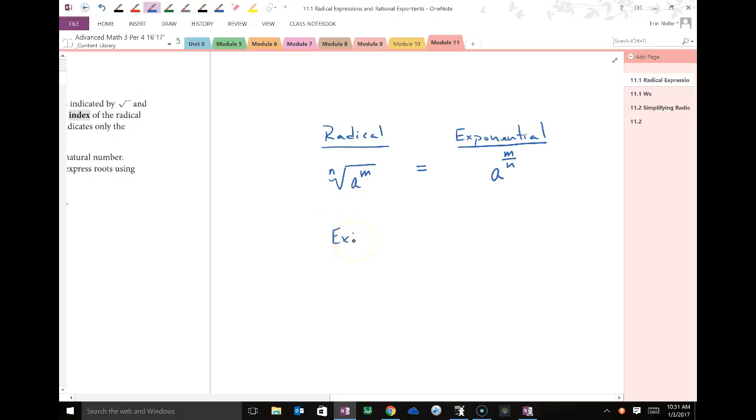So, for example, if we have the square root of 3, which form is this one in? Radical. What is the exponential form of this? 3 to the 1/2. Good. Everybody's okay with that? Because both of the numbers involved are invisible, right? This is a square root to the first power. So the root goes on the bottom and the exponent goes on the top. Shall I keep going?